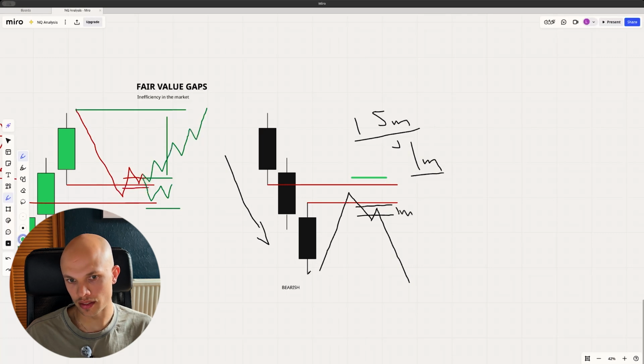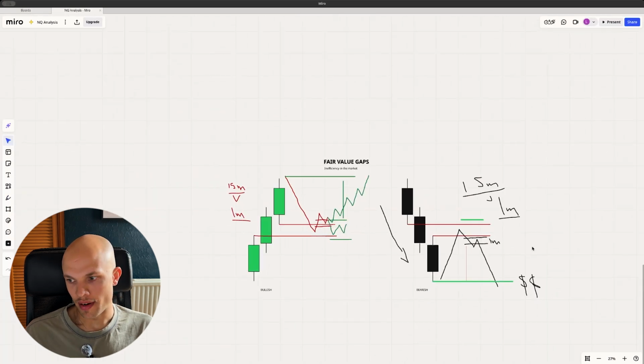We'd then place a take profit at the bottom of this level here because this is higher time frame liquidity. So here we'd have liquidity here. That's where we'd set a take profit, and hopefully price would take profit. That is fair value gaps.